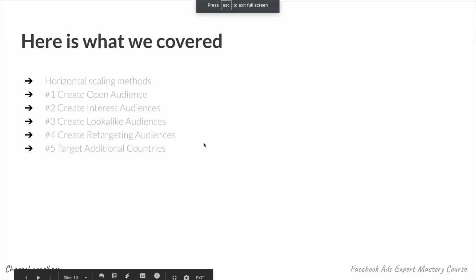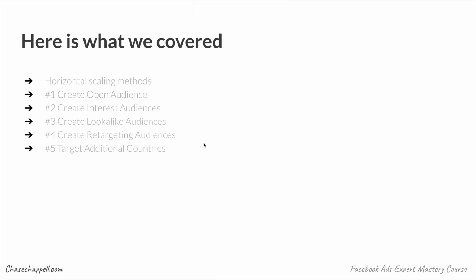So here's what we covered. We covered the horizontal scaling methods, which basically is, instead of linearly increasing the amount of spend, if you're wanting to find new audiences, you would use these methods. This is really going to help you find out which audience types are going to be most consistent for you. So you would start with creating your open audiences.